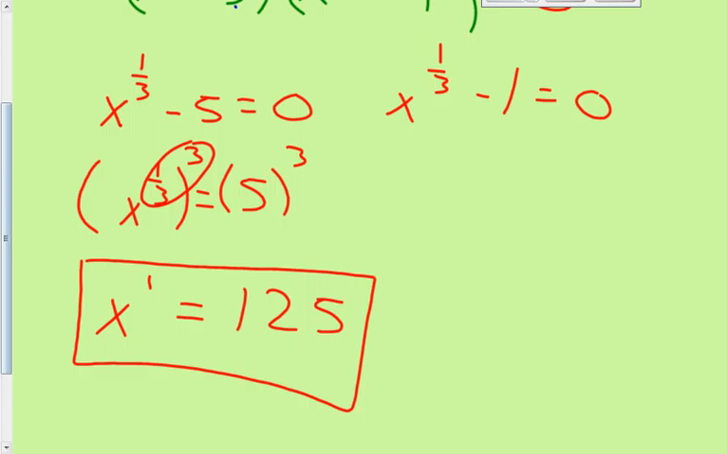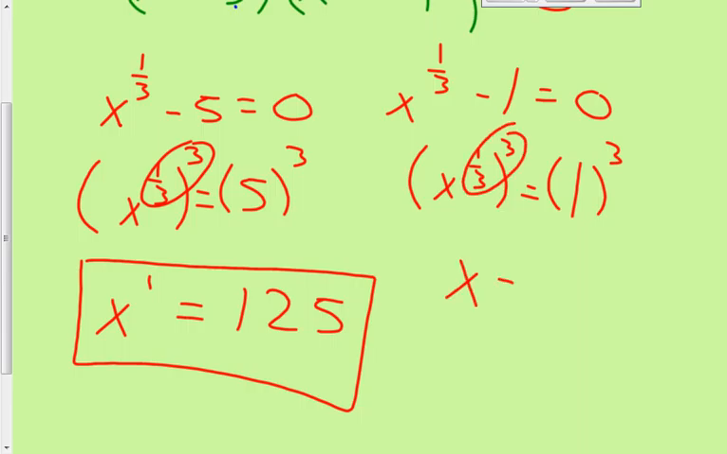You're going to have another one. X raised to the 1/3 also equals a +1. And the same way, you're going to cube both sides on this one too. Because x raised to the 1/3 raised to the 3rd, you multiply these two and just get x to the 1st. You have 1 cubed, 1 times 1 is 1. And there you have it, class.